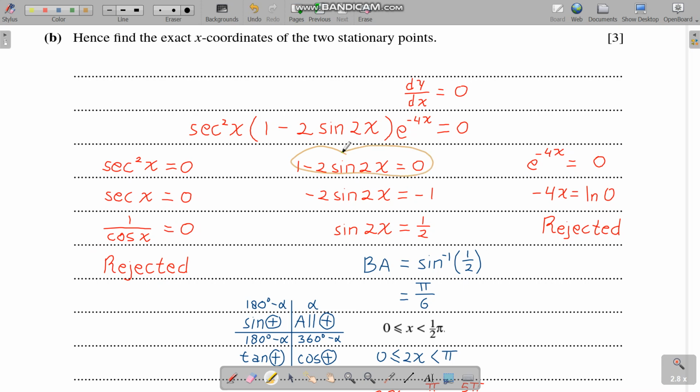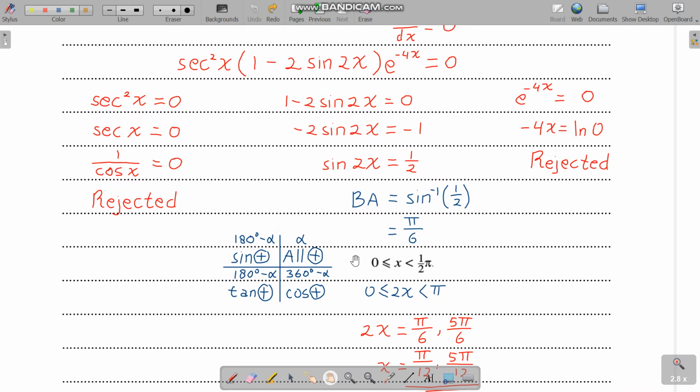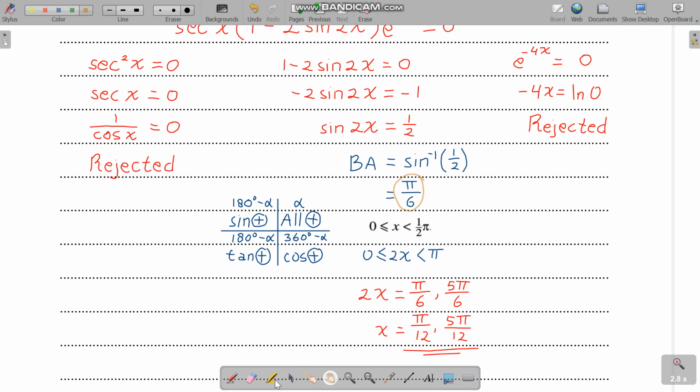And from here we just subtract 1 from both sides, divide both sides by -2, and we have sine 2x equals 1/2. Now we find the base angle. The base angle uses inverse sine. Because this is something positive, just use the 1/2, and using a calculator we get pi/6 in radians.